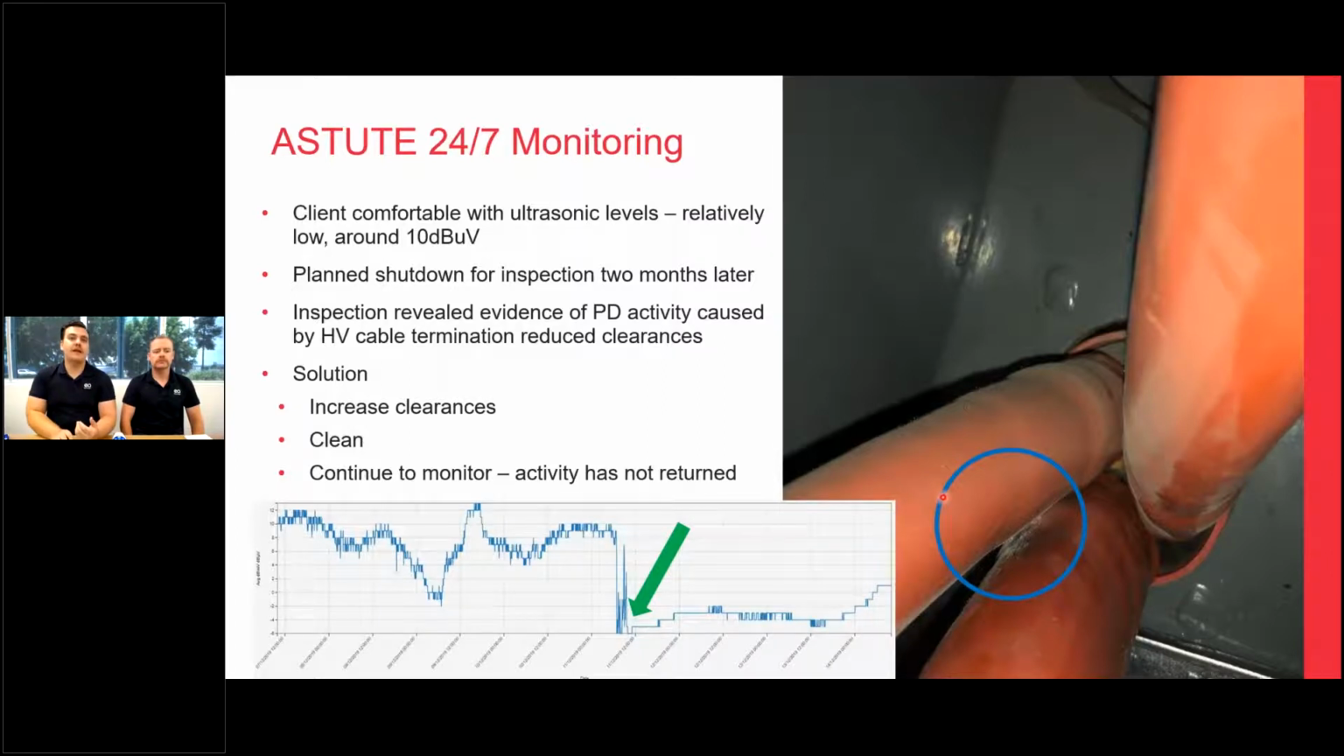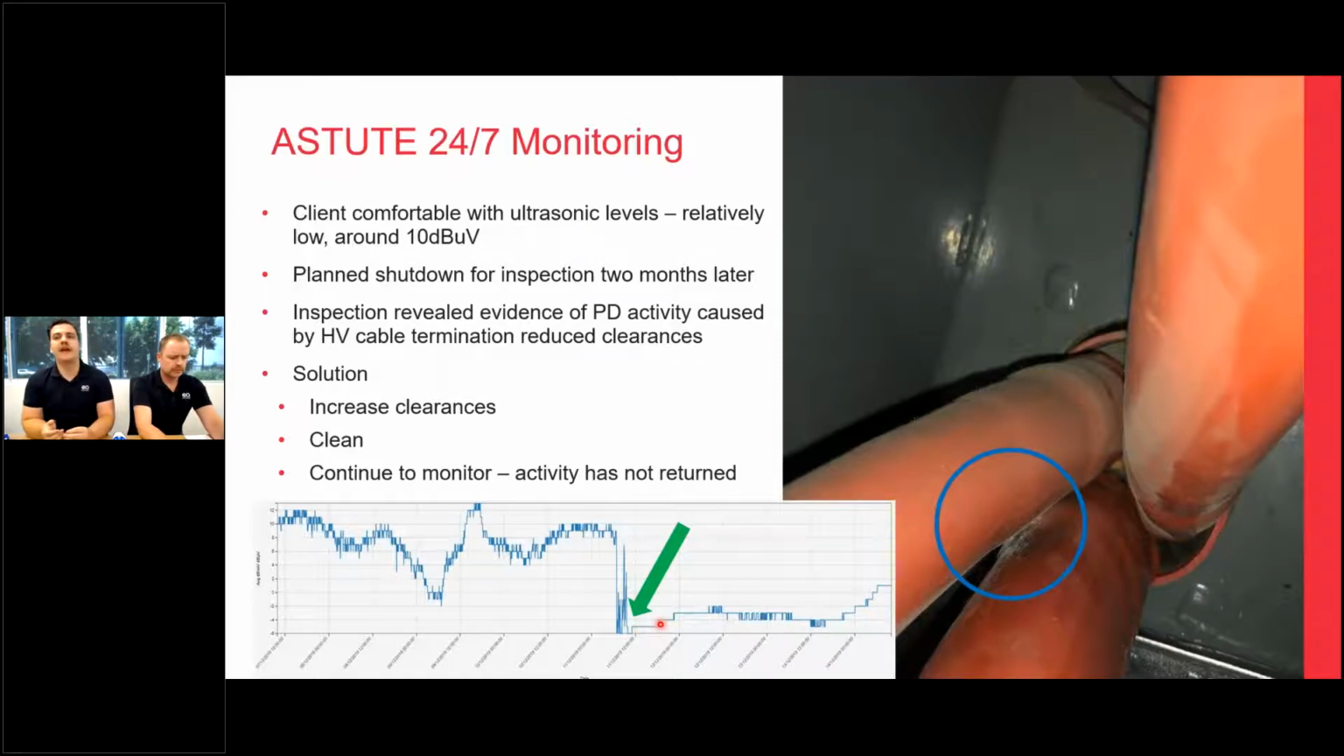But in the bottom here, you can actually see this is our standard readings going along as the source was present. Then we hit the day 2 months later after the source was initially found. They de-energized, did the repair work and re-energized, and the source has not occurred since that day.